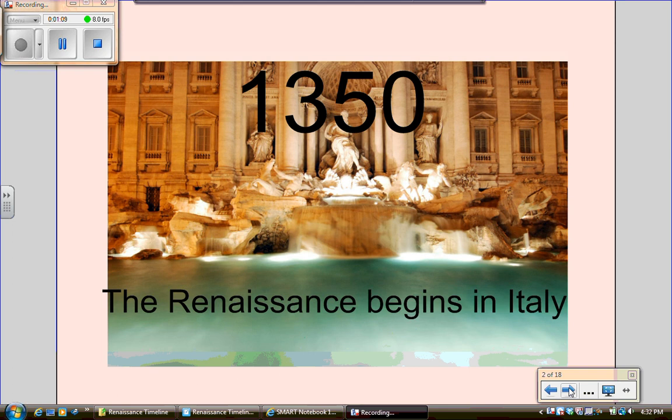They were more free of the power of the church than any other because they were small and independent. And so this kind of new thought was able to take place in Italy. So go ahead and record that in 1350 the Renaissance begins in Italy. Again, each time you can pause as you're recording until you're ready to move on to the next.